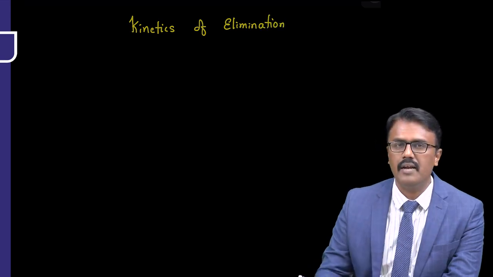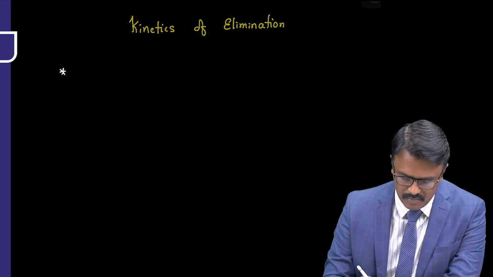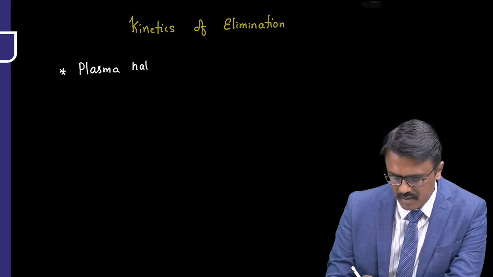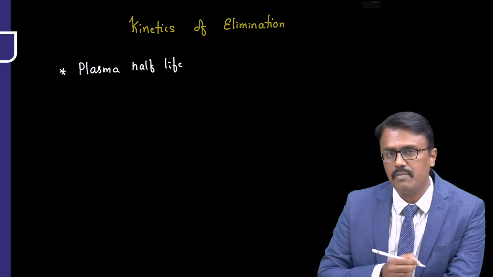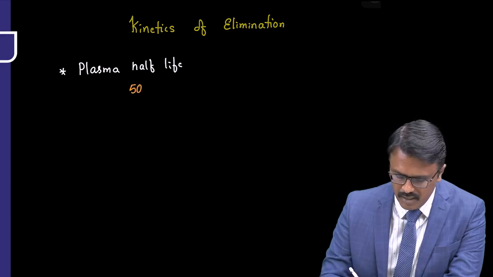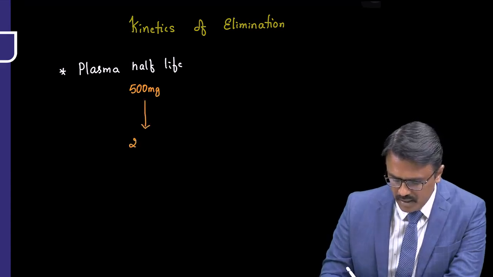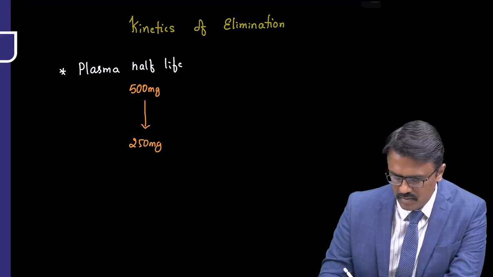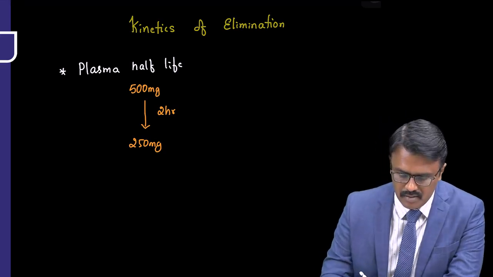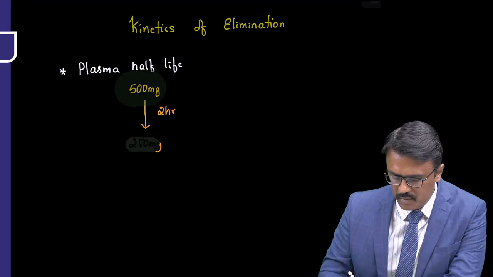Before you understand the kinetics of elimination, it's important that you know certain terms. The term is plasma half-life. Now, what do you mean by half-life? I'll give you an example. Suppose you give 500 mg of the drug and this drug became 250 milligram within 2 hours. Now, what is the half-life of the drug? Half-life is nothing but how much time is required to make the drug reach 50% of its original concentration.